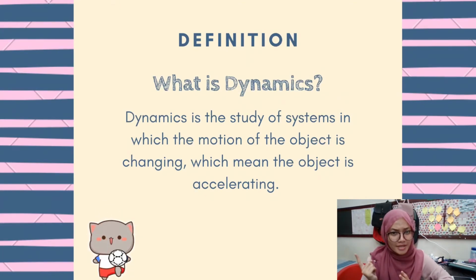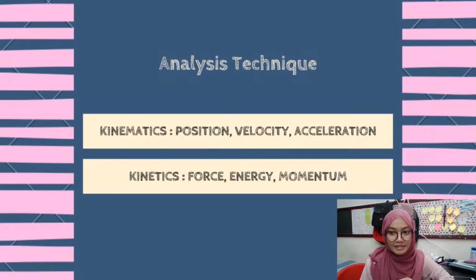Okay, so what is dynamics? Dynamics is the study of systems in which the motion of the object is changing, which means the object is accelerating. There are two major analysis techniques that explain what dynamics actually is, which are kinematics and kinetics. Kinematics is the geometric aspect of motion such as position, velocity, and acceleration, while kinetics is the force that causes the motion to happen, and it is related to energy and momentum.